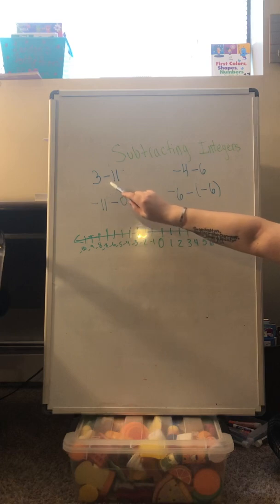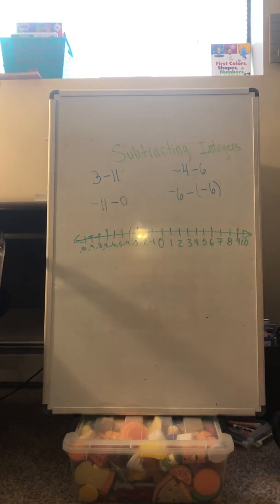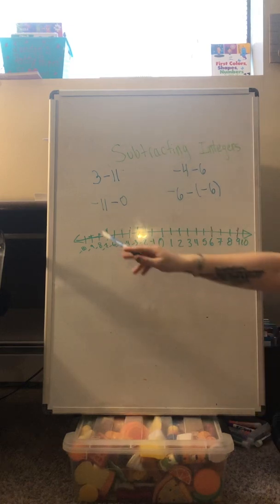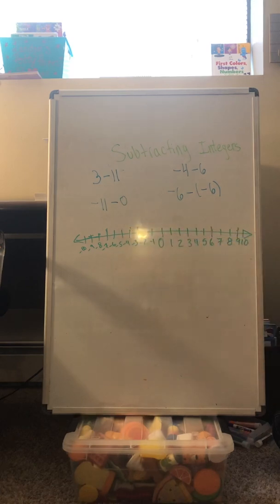You have 3 take away 11 as one example in the 6th page of your packet. Negative 4 minus 6 as another example. Negative 11 minus 0. Negative 6 minus negative 6. So we're going to take a look at these 4 examples from that page.